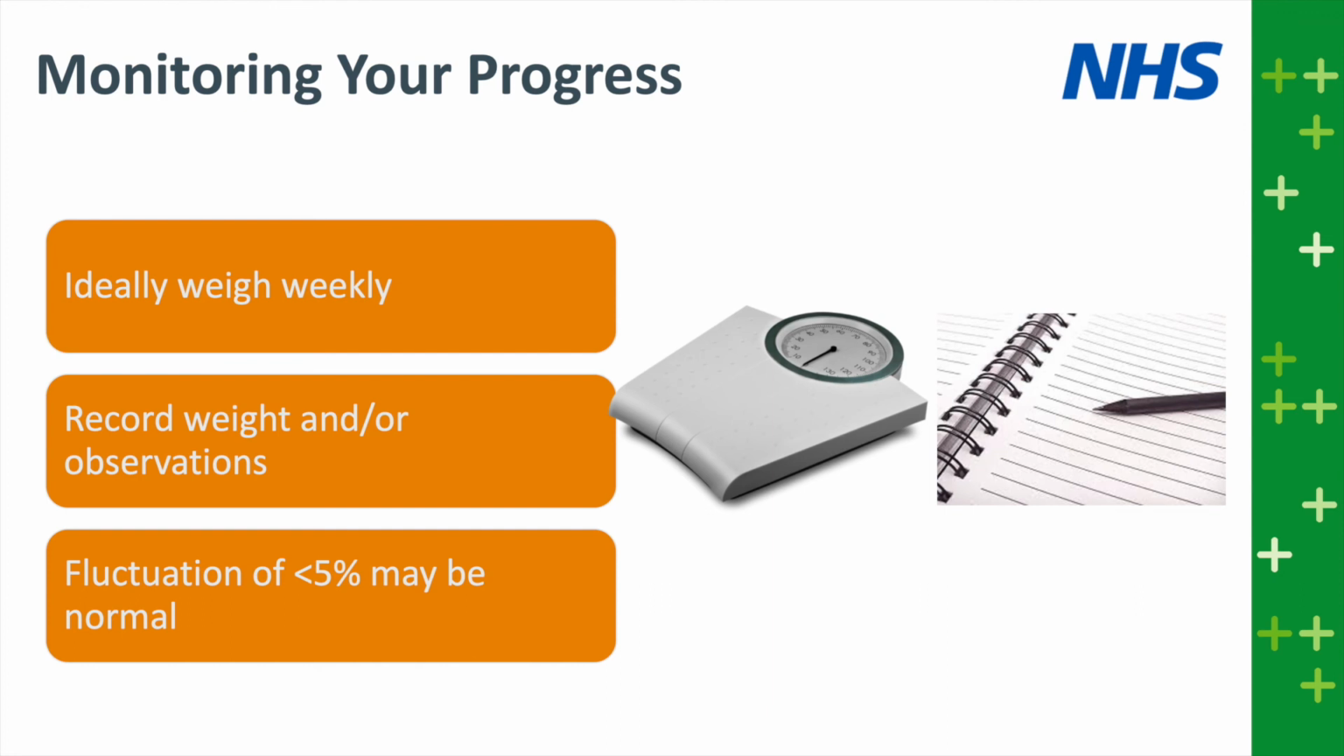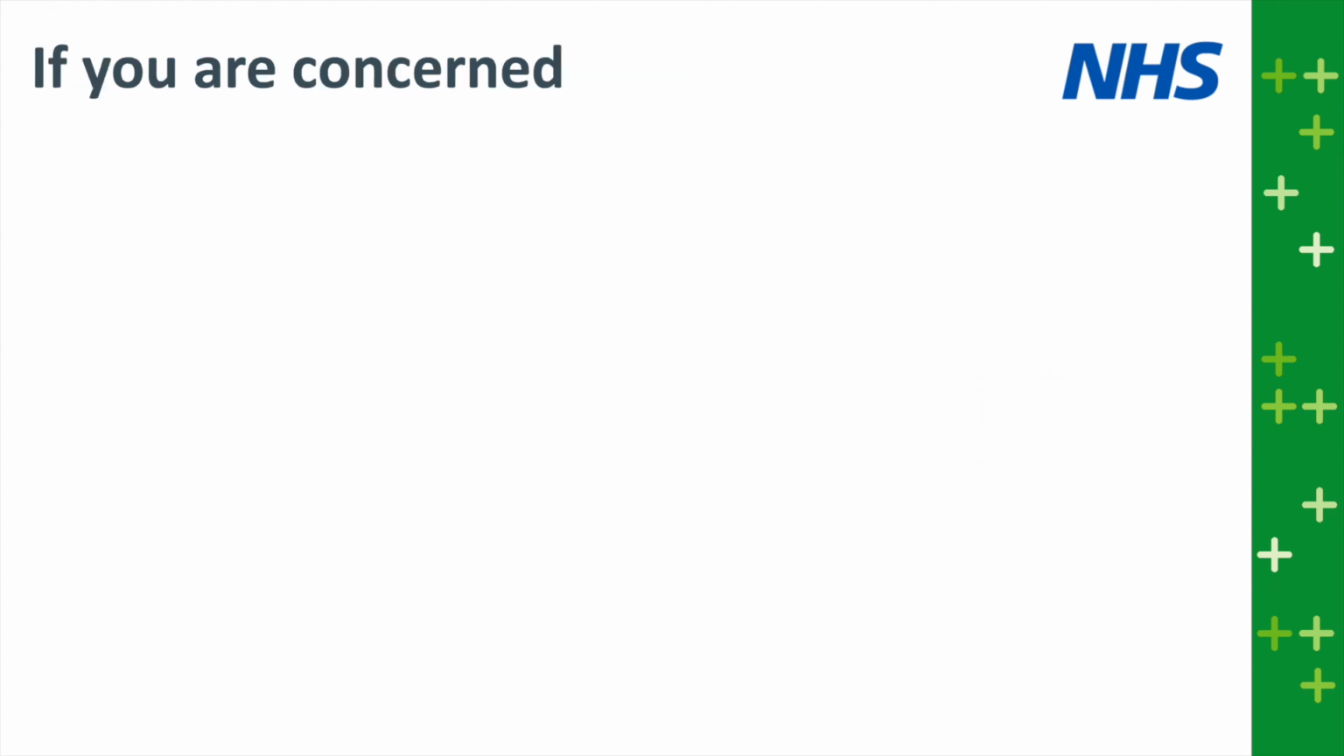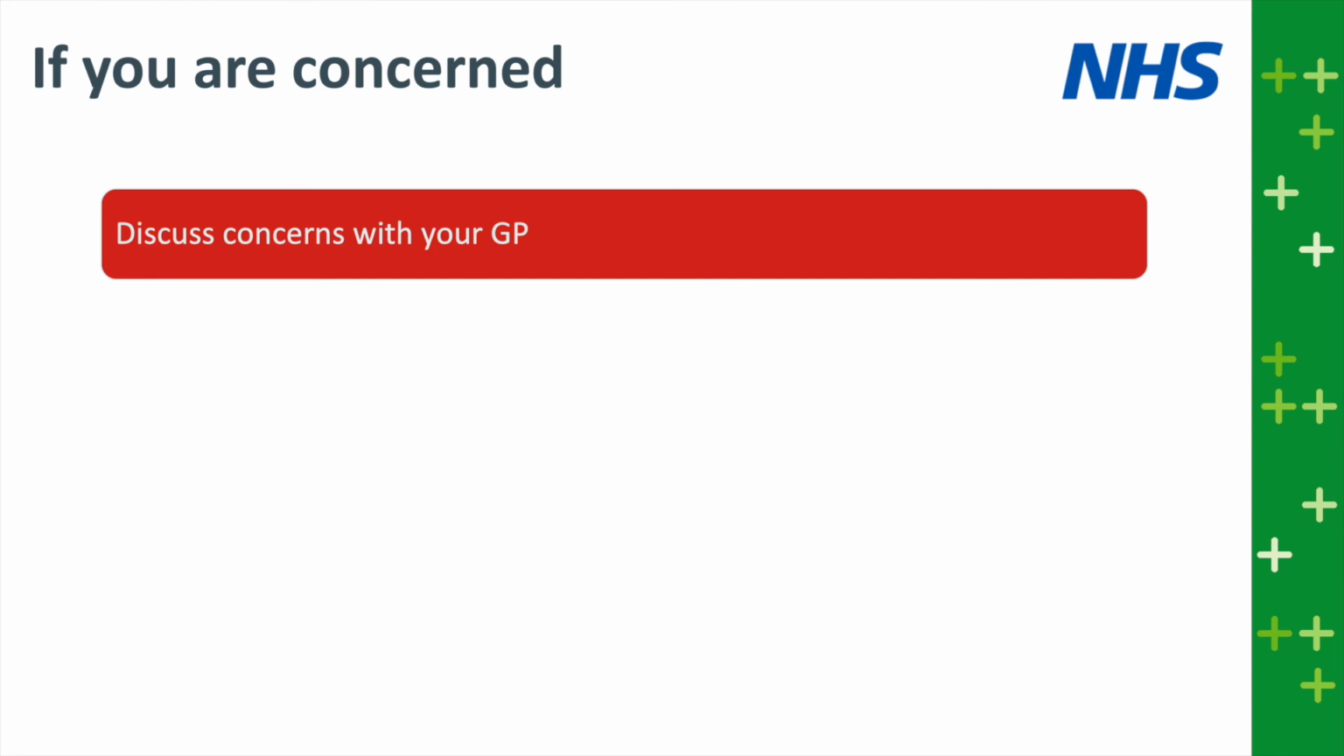be normal. And Leslie, why would a weight fluctuation of 5% be considered normal? Yeah, that's a good point. So there are a number of variables, including, for example, the time of day. So we're usually lighter in the morning, when we last opened our bowels, and also how much we've drunk. So we would suggest looking at the trend of what our weight is doing rather than focusing on just one weight in isolation. If you are concerned, then we would suggest that you discuss these concerns with your GP.